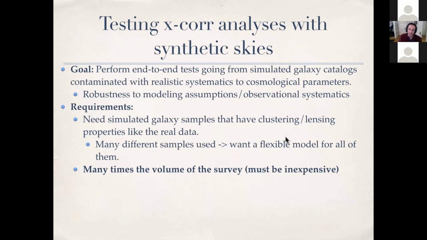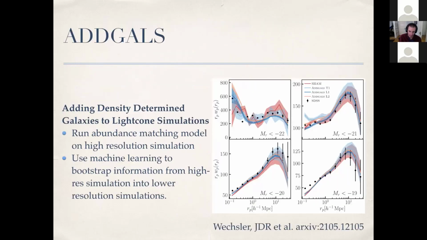So that means that we can only run very small simulations at high resolution, but for the type of pipeline test that we want to do here, we need very large simulations that have many times the volume of the survey that we're considering. That's because we want to constrain biases in that pipeline I was talking about to small fractions of the statistical precision of our measurements. So the simulations can't be high resolution, they have to be inexpensive. But luckily we have a solution for that as well.